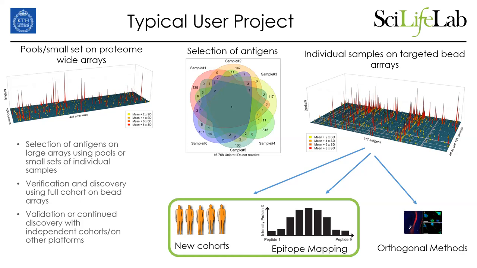We write the report similar to what we did for the planar arrays. We give the report back to the users, and then the users get to analyze this themselves and decide what they want to do as a next step. Sometimes they come back to us and they want to add new cohorts or just increase the number of patients or samples. Sometimes they are interested in specific antigens and specific samples, want to do, for instance, epitope mapping to see exactly what epitope is binding. Other times they want to do orthogonal methods, and they might go on to another facility or so on.